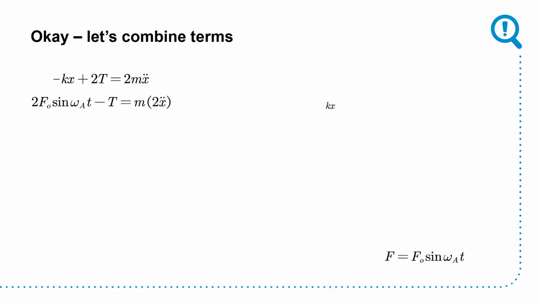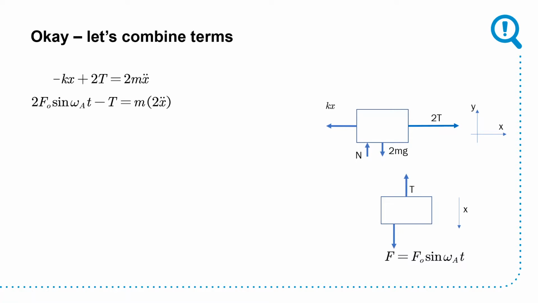So in terms of my expression, it looks something like this. I've got minus kx plus 2T equals 2m x double dot, and I've got 2 F naught sine omega A t minus T equals m x double dot. So all the terms are there. I've got that, and I've got this, and that was to balance everything out.